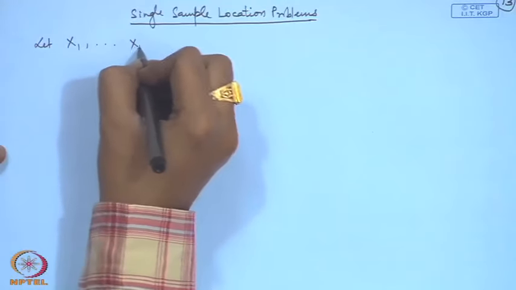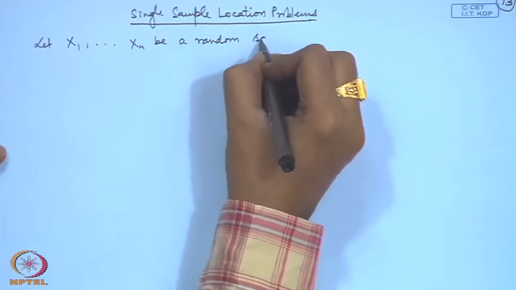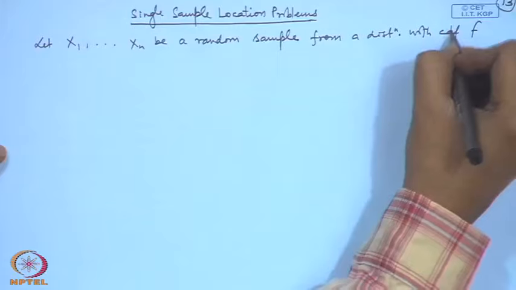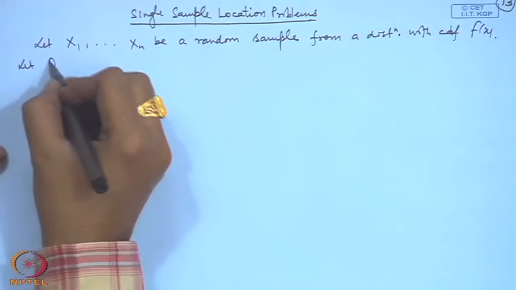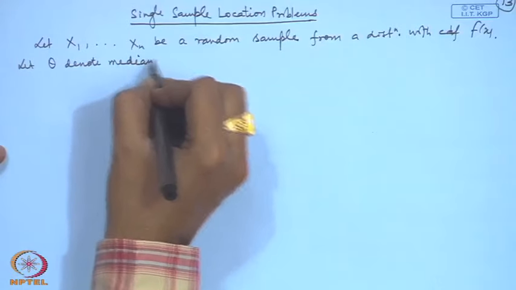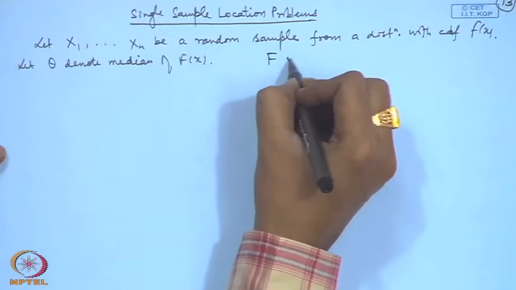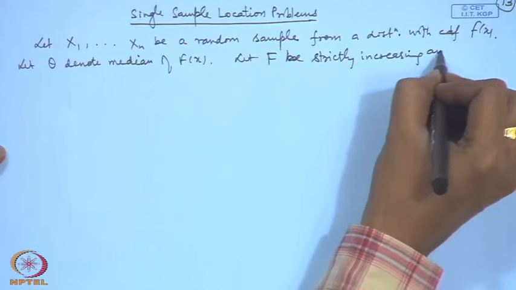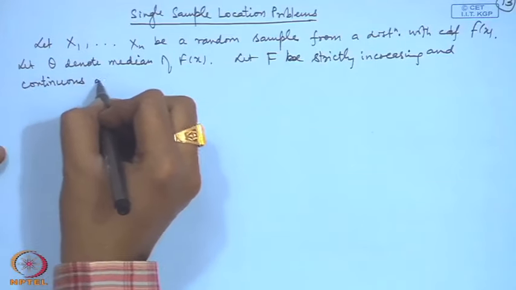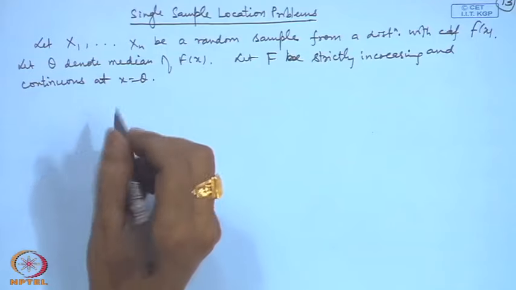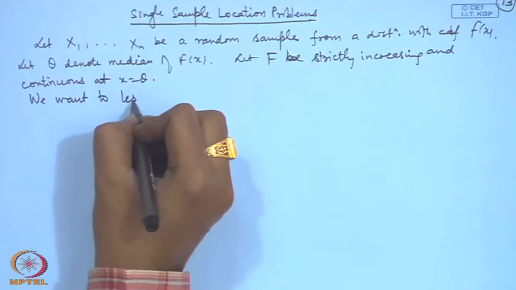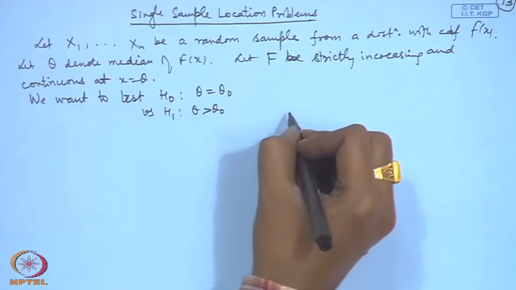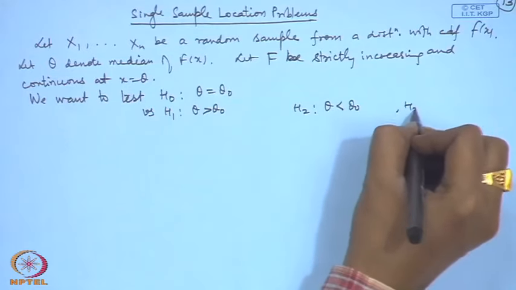Let X1, X2, ..., Xn be a random sample. Suppose you have the CDF F(x). Let theta denote the median of F(x), and we assume F is strictly increasing and continuous at x equal to theta. That means we are assuming the median to be unique. So, we want to test theta is equal to theta naught against, say, theta is greater than theta naught, or theta less than theta naught, or theta not equal to theta naught.